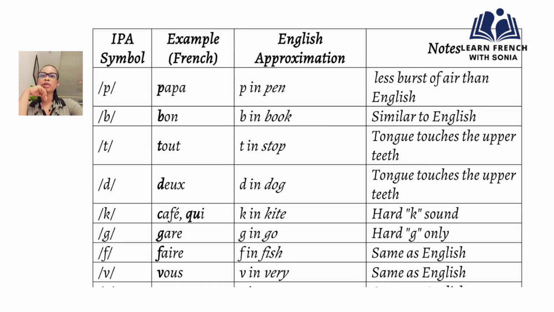Now, if you look at the top, we have the IPA symbol. We talked about it yesterday. We have our examples in French. Then we have the English approximation. Then we have the notes.